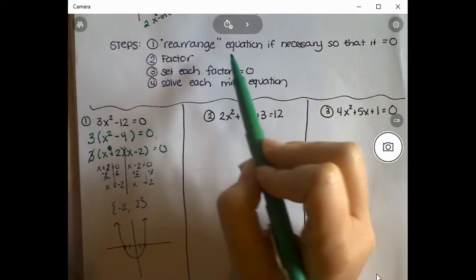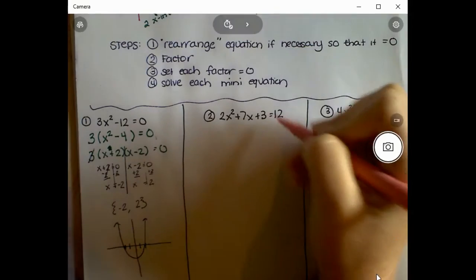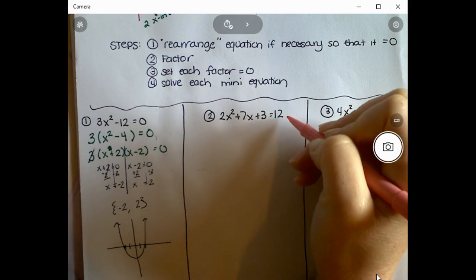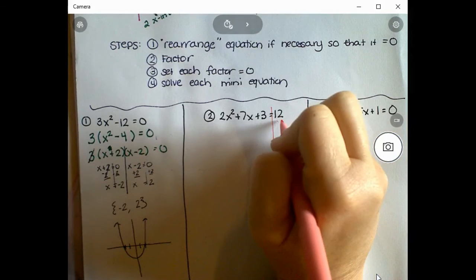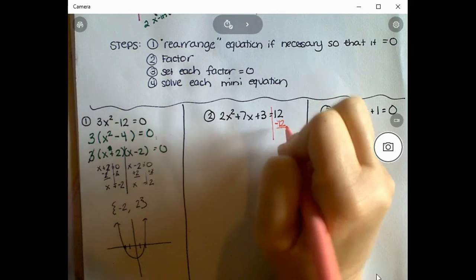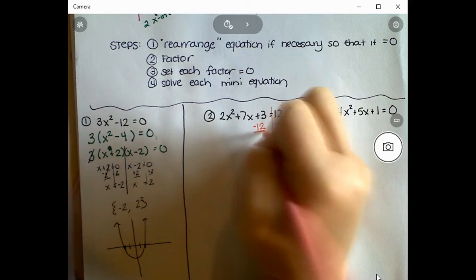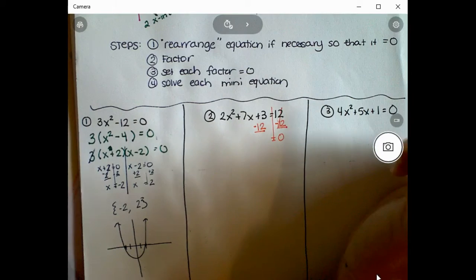All right, step 1. Rearrange the problem, the equation, so that it equals 0. This one is not already equal to 0, it's equal to 12. So we're going to use equation solving strategies to get this 12 off of this side. 12 minus 12 equals 0. So we will subtract 12 from both sides. On this side, it cancels and equals 0.